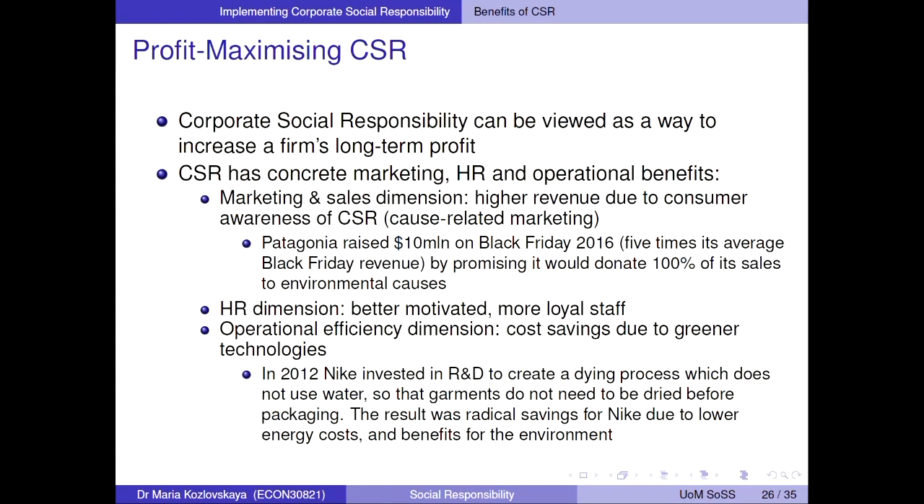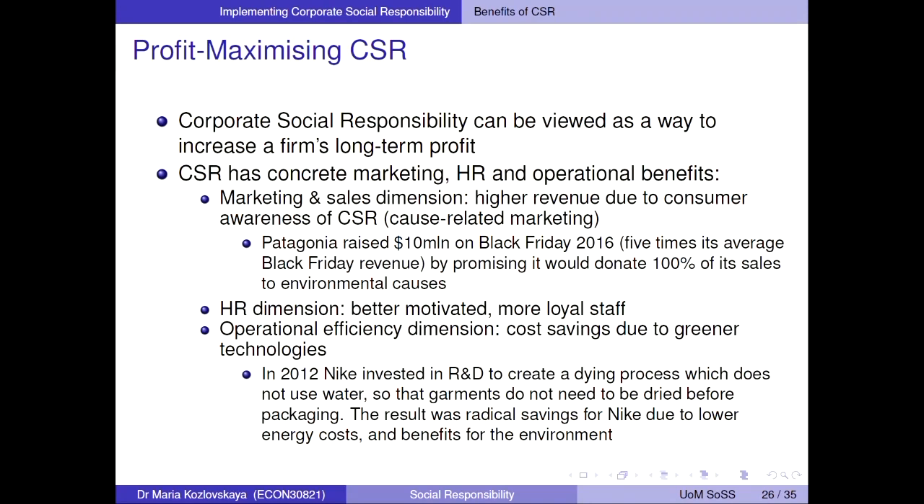And the reason is that socially responsible behavior has concrete benefits. It has marketing, HR, and operational benefits. Marketing benefits mostly have to do with consumers having post-materialist values, and you can earn more money if you sell fair trade.